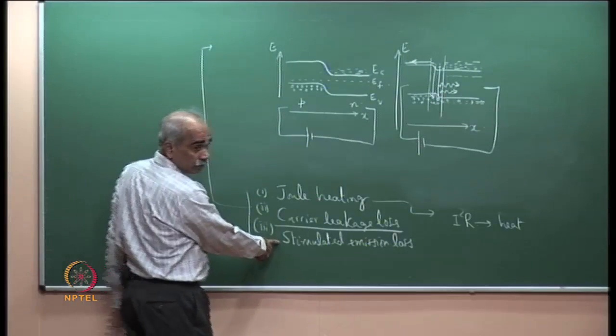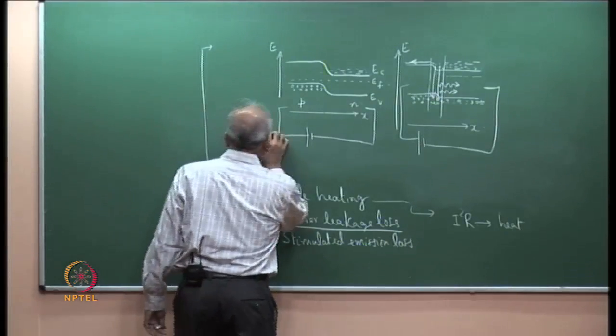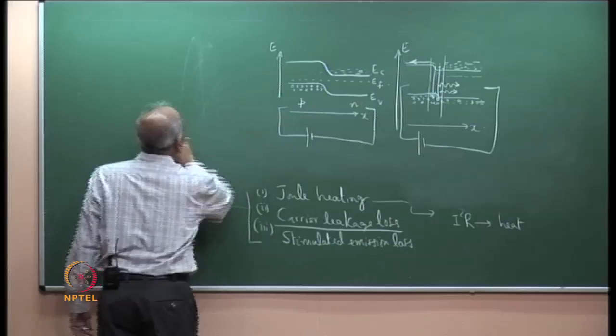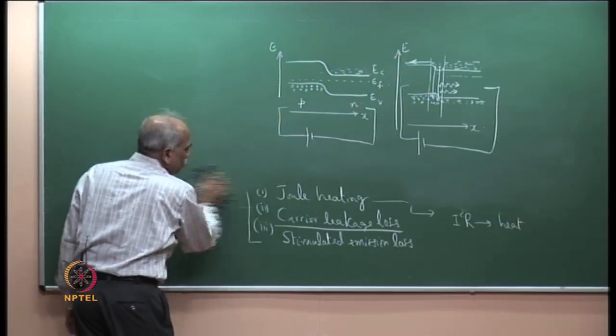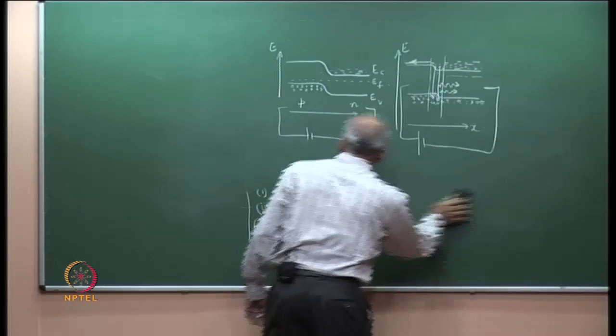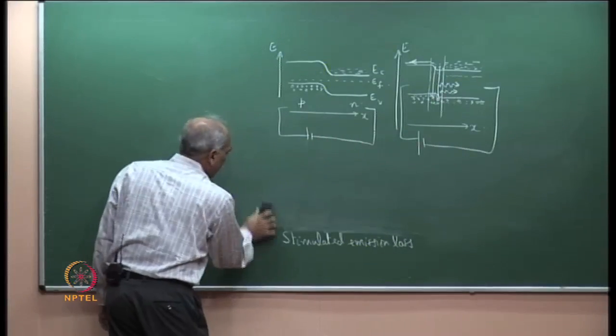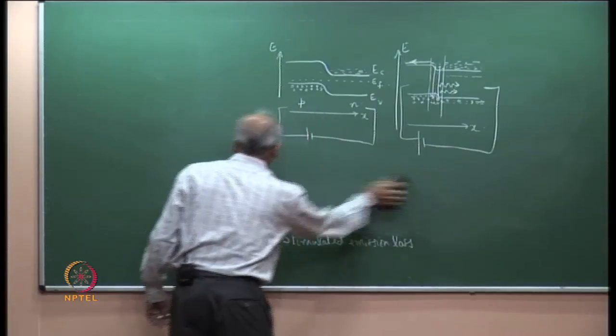We go to the third very quickly, stimulated emission loss. This is a little different. Stimulated emission loss is a loss for surface emitting LEDs, but it's a gain for edge emitting LEDs. We'll see what this stimulated emission loss is.